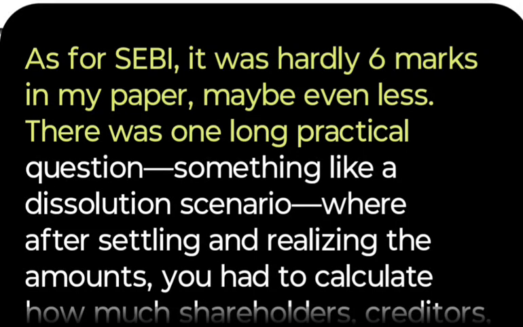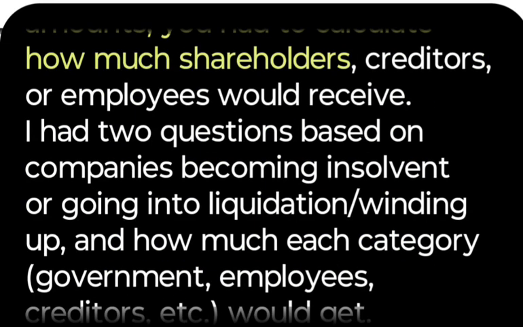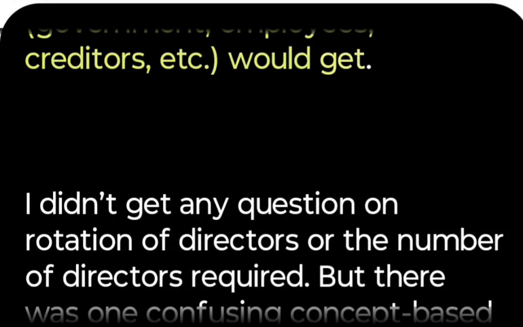There was one long practical question, something like a dissolution scenario, where after settling and realizing the amounts, you had to calculate how much shareholders, creditors, or employees would receive. I had two questions based on companies becoming insolvent or going into liquidation, winding up, and how much each category, government, employees, creditors, etc., would get. I didn't get any question on rotation of directors or the number of directors required.